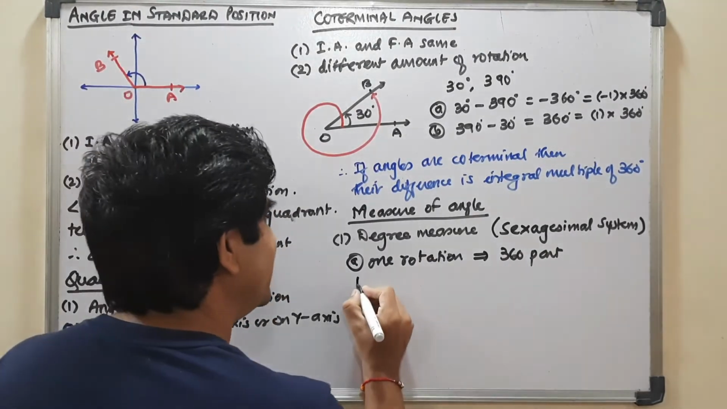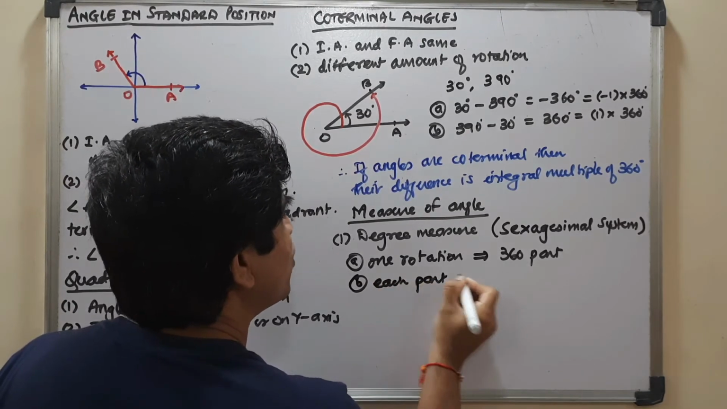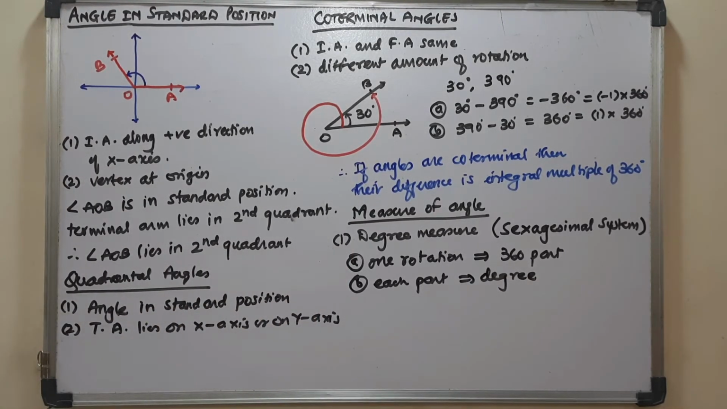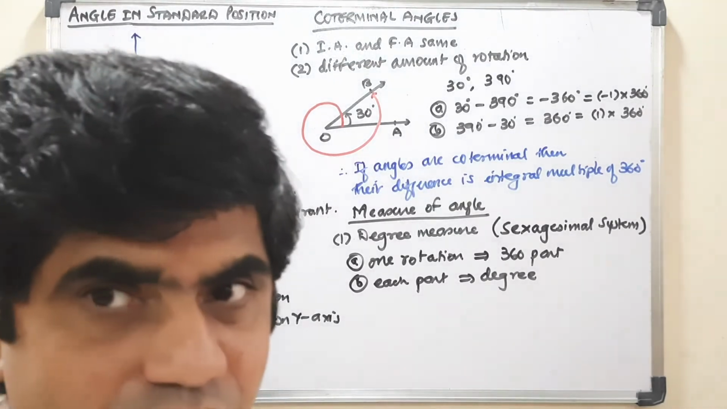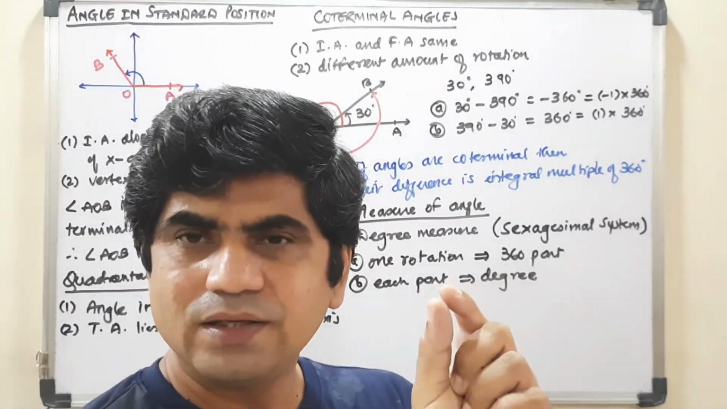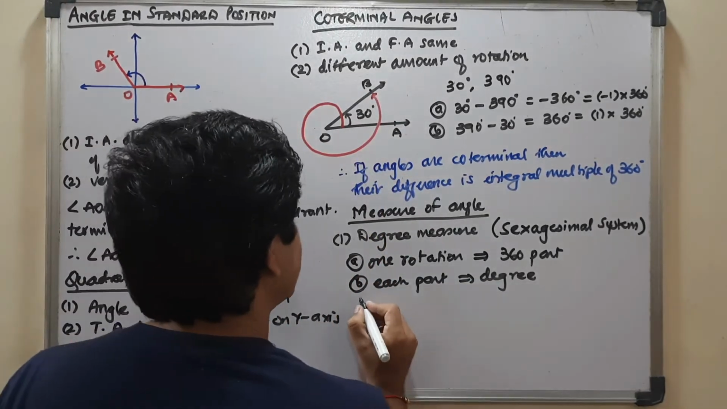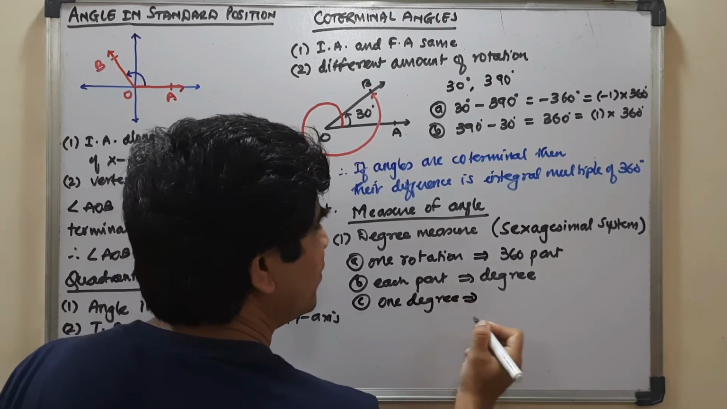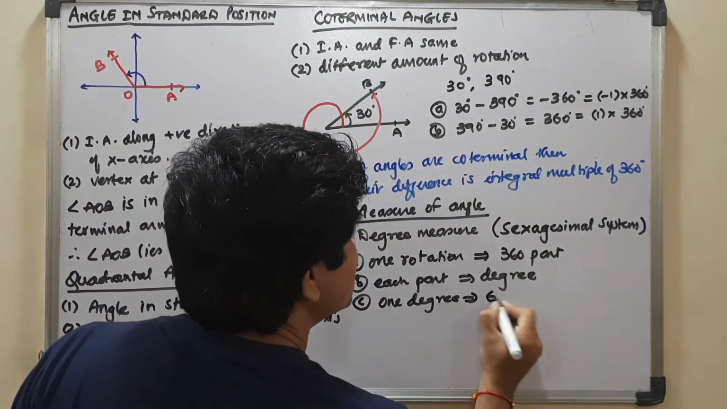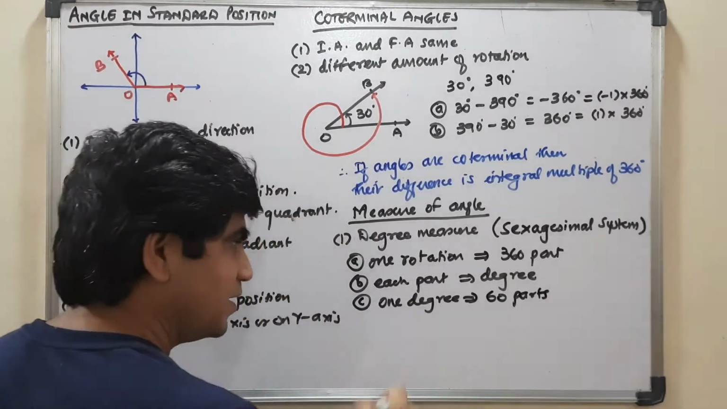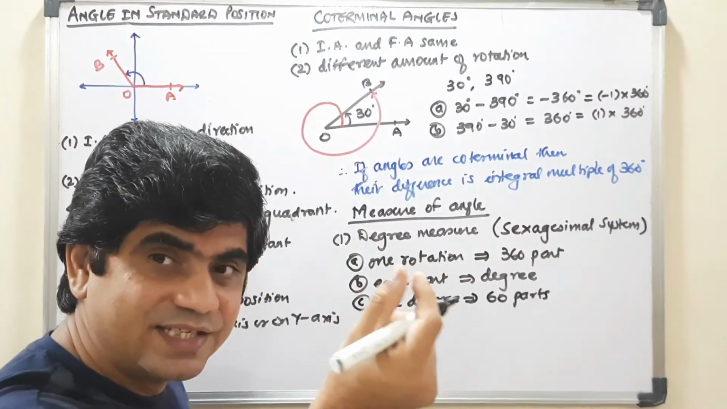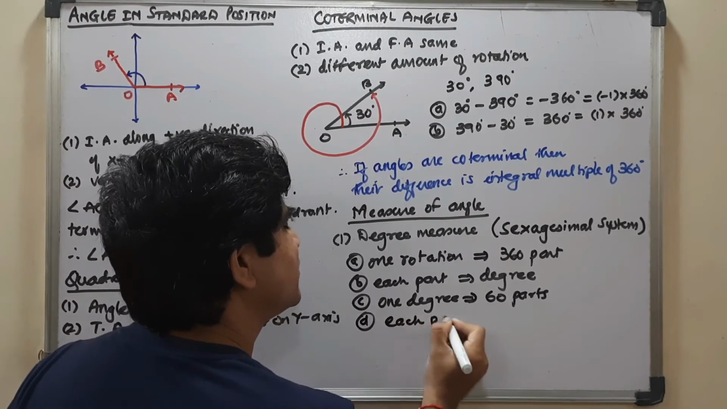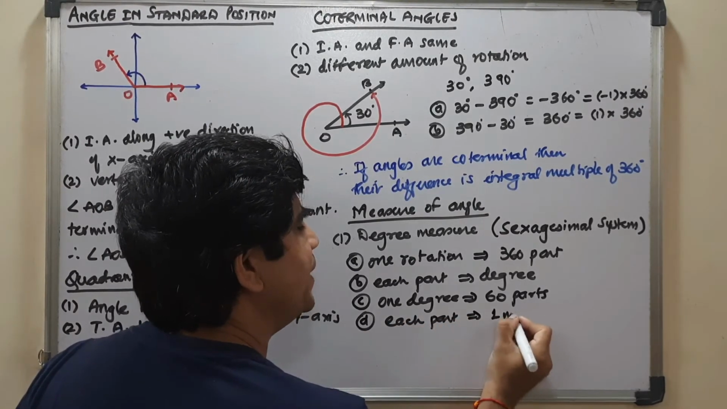Now each part was given a name, each part called a degree. Now if each part is a degree, this means the degree is very small. That one degree is divided again into 60 parts. Means that one small degree is divided again into 60 parts. So each part is called a minute, 1 minute.